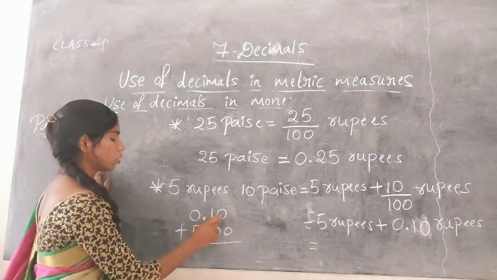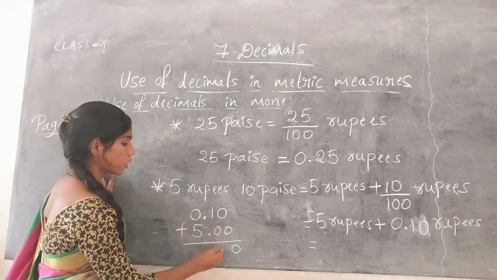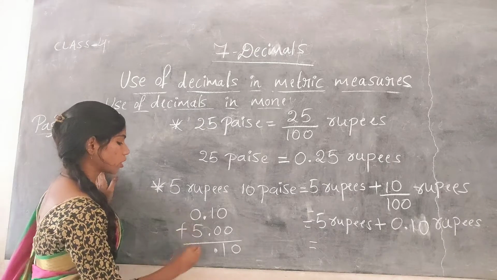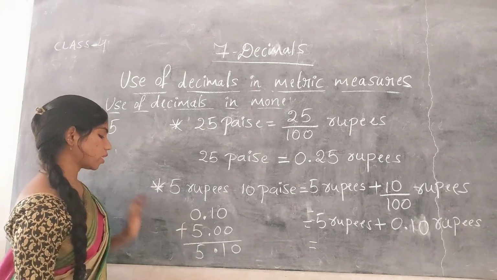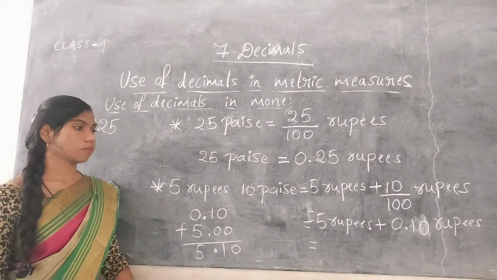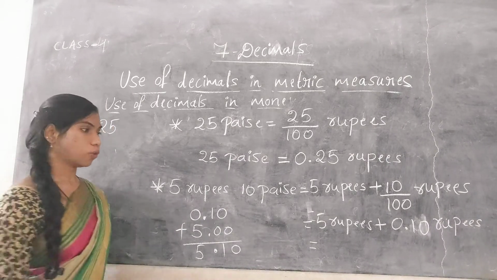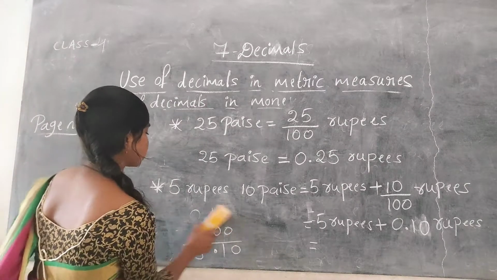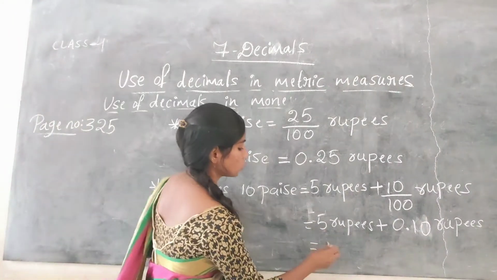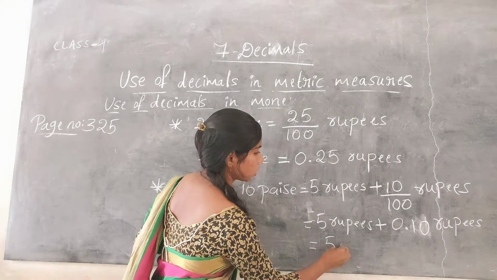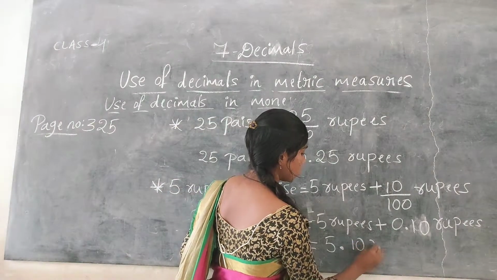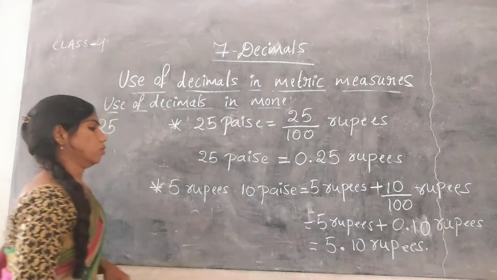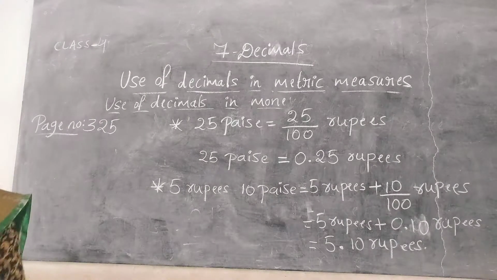So add: 0 plus 0 is 0, 1 plus 0 is 1. Then put the decimal point. 0 plus 5 is 5. So the answer is 5.10 rupees. Or directly you can write 5, then put a decimal point, then write 10 rupees. So the answer is 5.10 rupees.